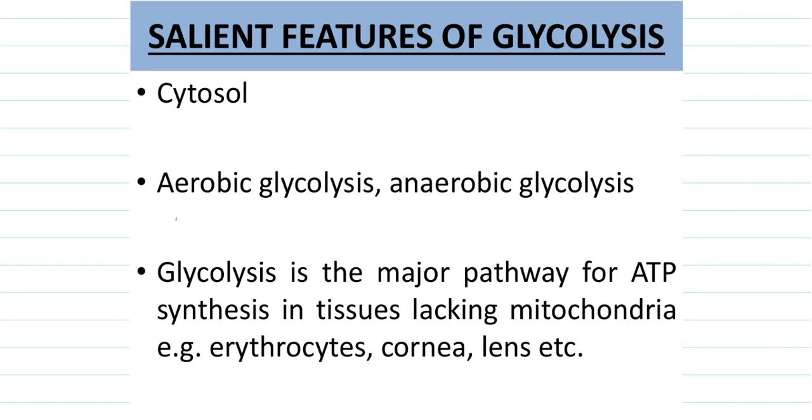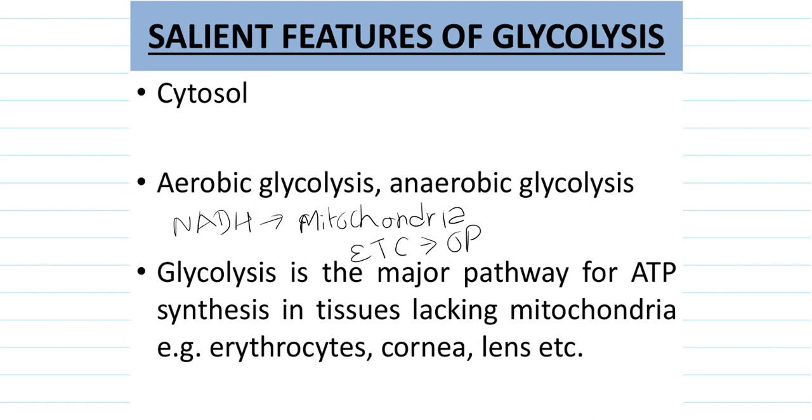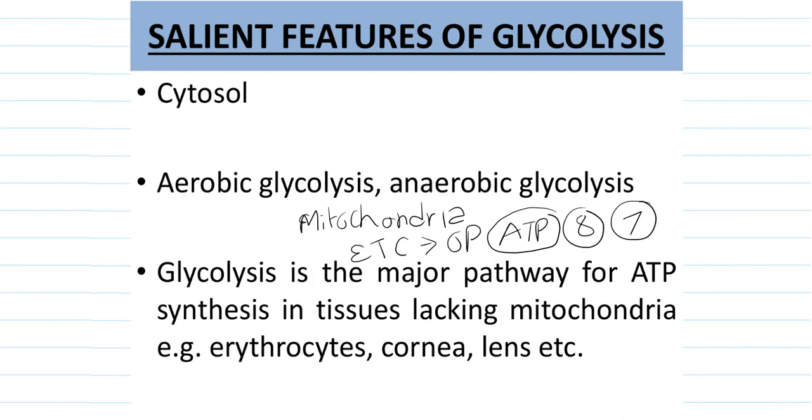When aerobic glycolysis is occurring, the NADH that is produced during glycolysis can enter into the mitochondria through the malate aspartate shuttle, pass through the electron transport chain and participate in oxidative phosphorylation to produce ATP. So there will be a total of around 8 ATP according to the old calculation, or 7 ATP according to the new calculation. That is about aerobic glycolysis.